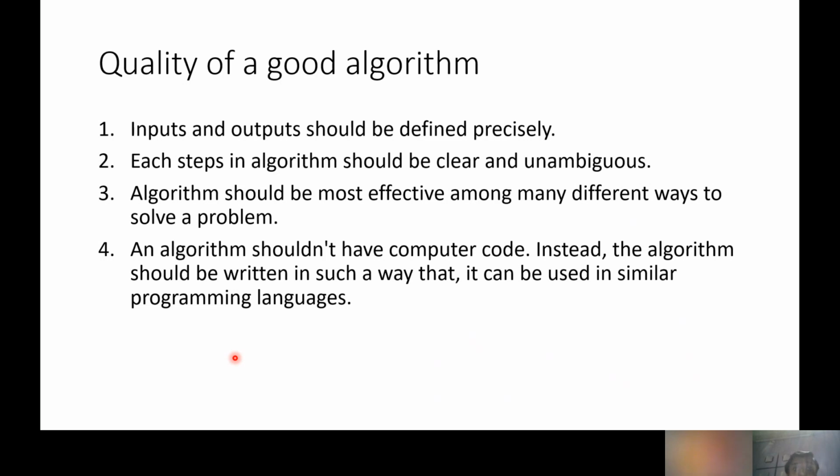Second point, each step in the algorithm should be clear and unambiguous. Yes, that is again a very important thing. Sometimes students may write like this: process data. This might be the step, process data, but what to process? So it must be very much clear, like process variable I such that I may equal this or may not be greater than this or something. So it must be very much clear, right? Each step in an algorithm should be clear and unambiguous.